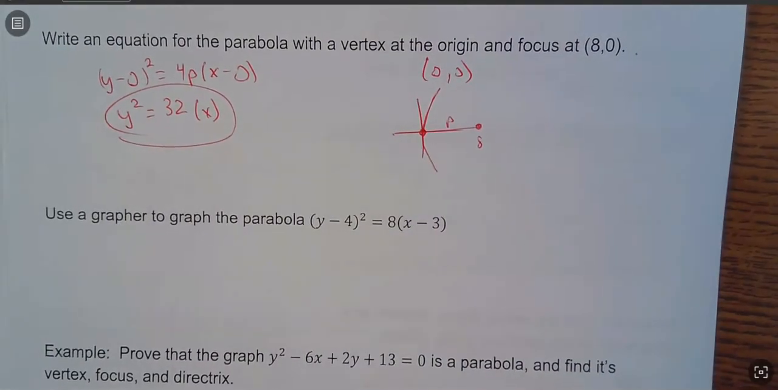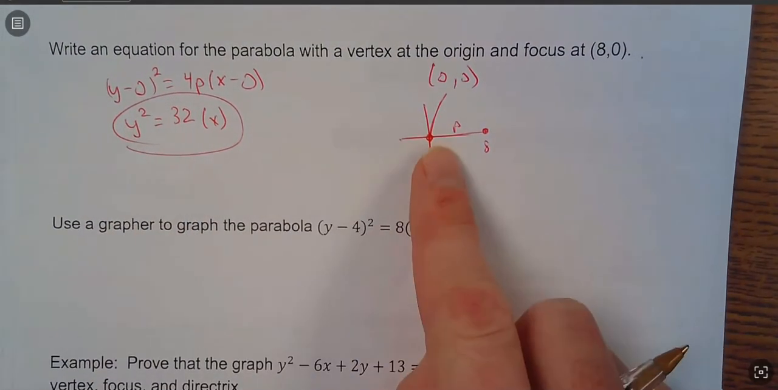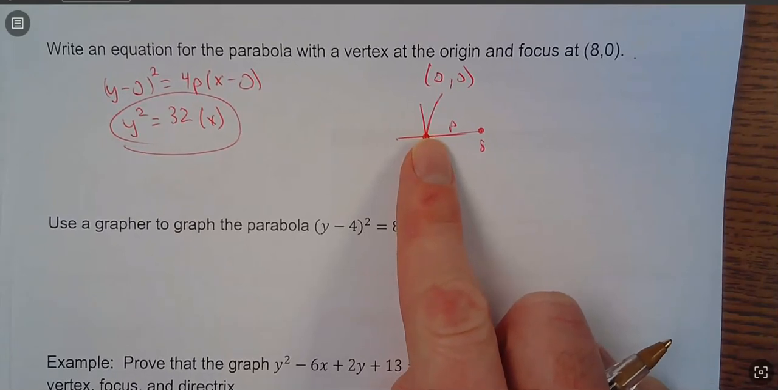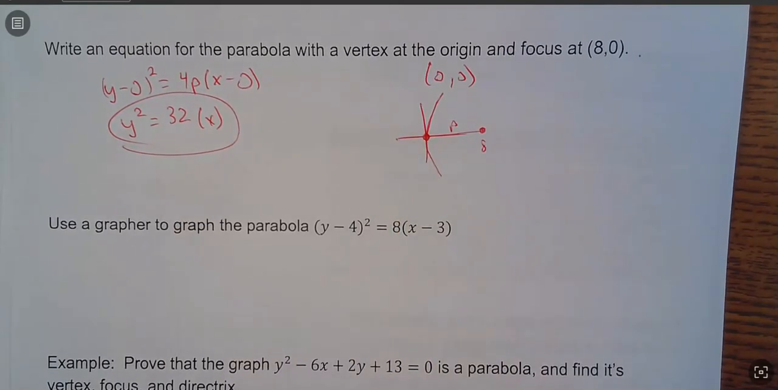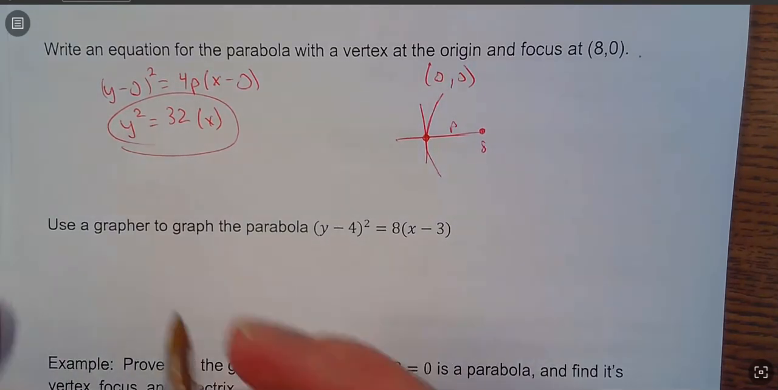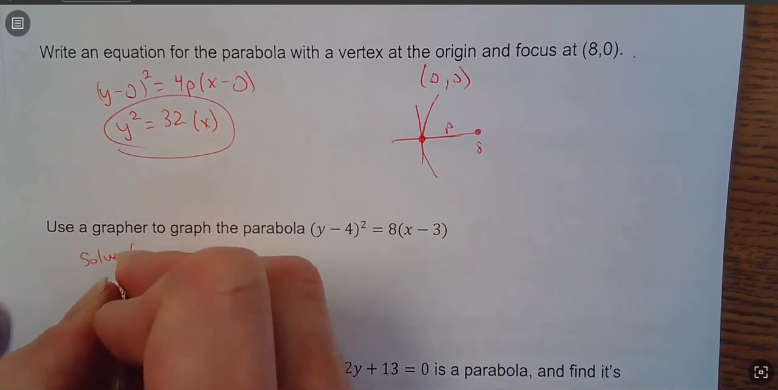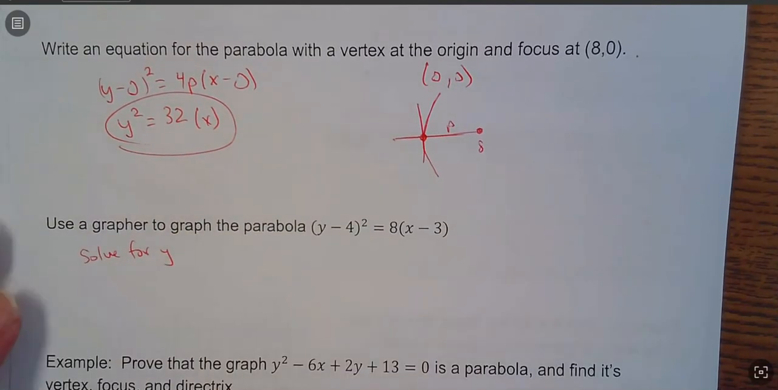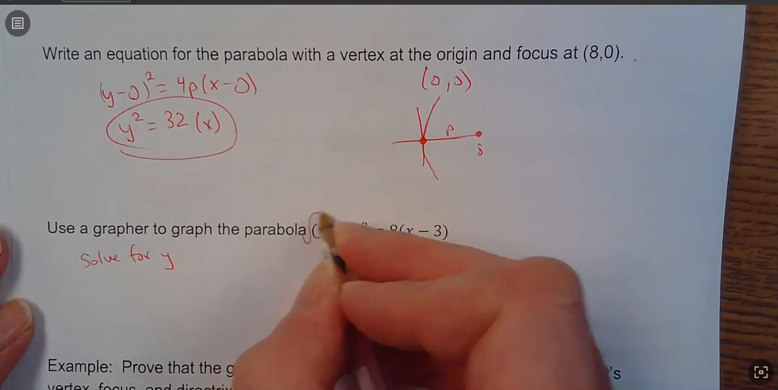If you want to use a grapher, if it opens left or right, remember, that's not a function, so your calculator can't really do it all at once. So whenever I want to graph this on the calculator, I have to look at it as 2 separate functions. So what I need to do is solve for y, so I can put it in the calculator. So I'm going to square root both sides.